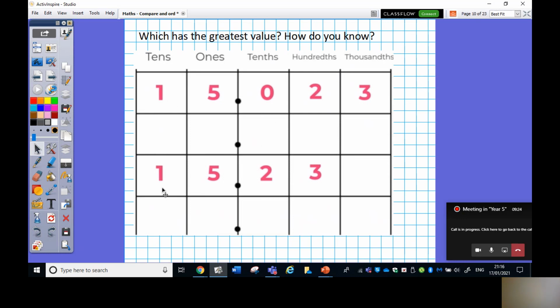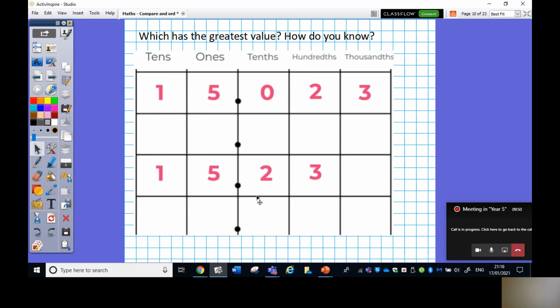In the tens, they both have 1 ten. In the tenths, they both have 1 tenth. In the ones, there are 5 ones. If we look at the tenths, though, we can see that the second number has 2 tenths and the first number has 0 tenths. So therefore, this number, the second number, is greater.